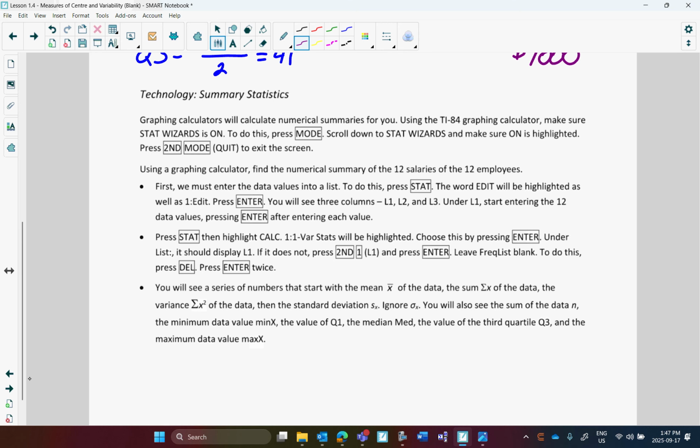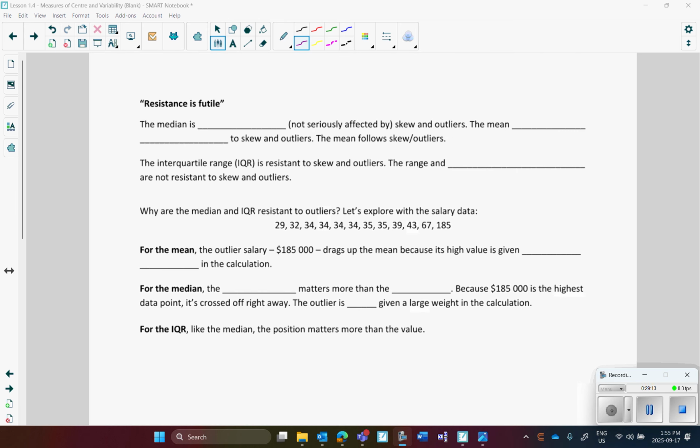Here's a way, and I'm going to pause this. We talked about two measures of center and three measures of spread. The mean and standard deviation go together, because to find the standard deviation, you have to know the mean. The median and the IQR go together, because to find the IQR, you have to know the median, and then you have to get Q3 and Q1.